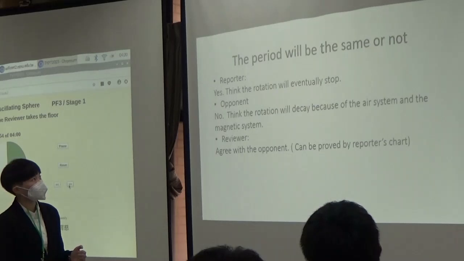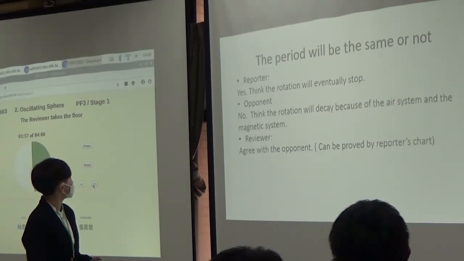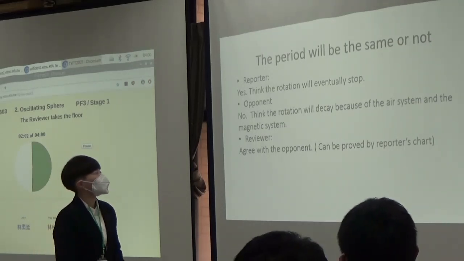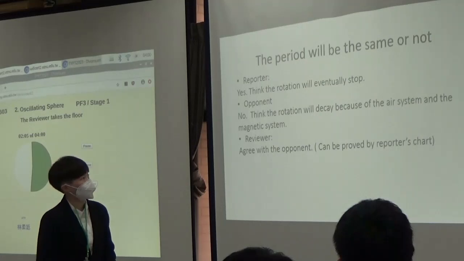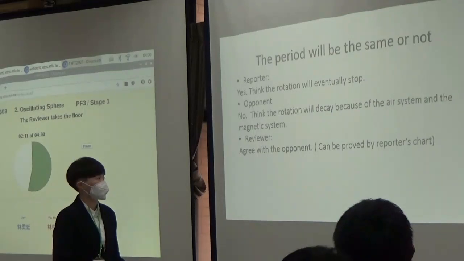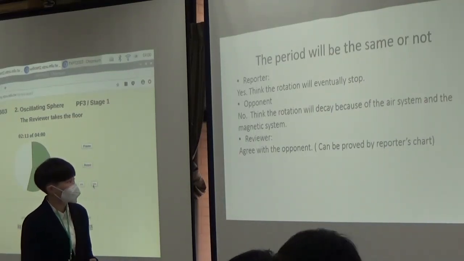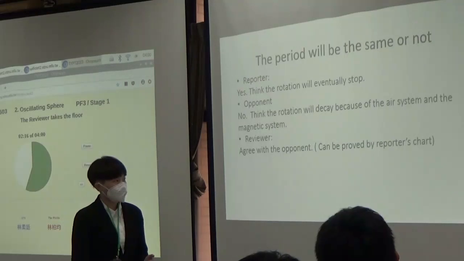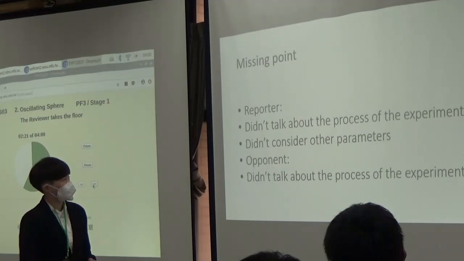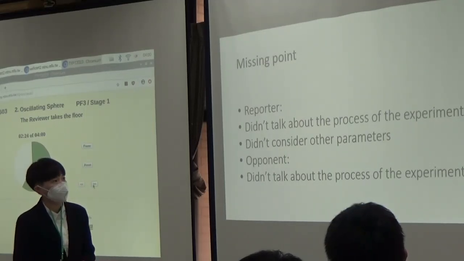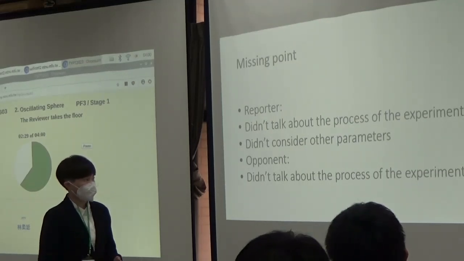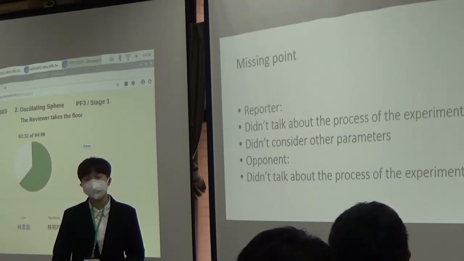And the discussion about whether the period will be the same or not. The reporter thinks yes, and thinks the rotation will eventually stop. The opponent thinks no, and thinks the rotation will decay because of the air system and the magnetic system. And as reviewers, we agree with the opponent. It can be proved by the reporter's chart. The missing points: the reporter didn't talk about the process of the experiment and didn't consider their parameters. And the opponent didn't talk about the process of the experiment.